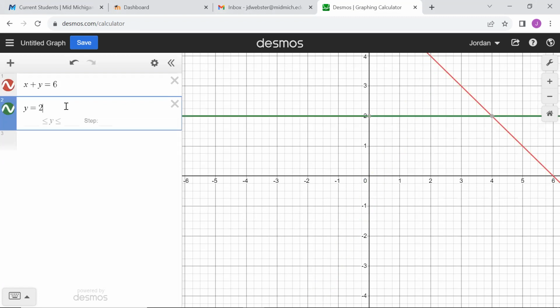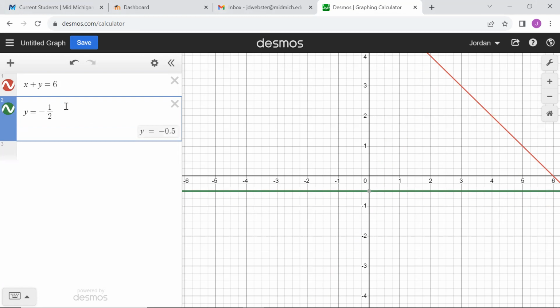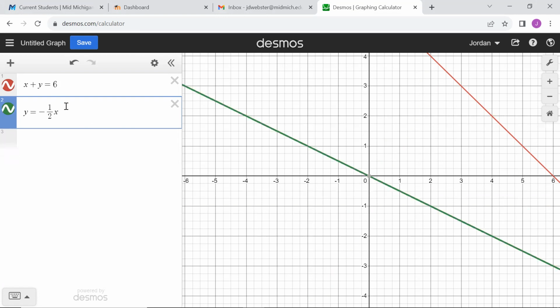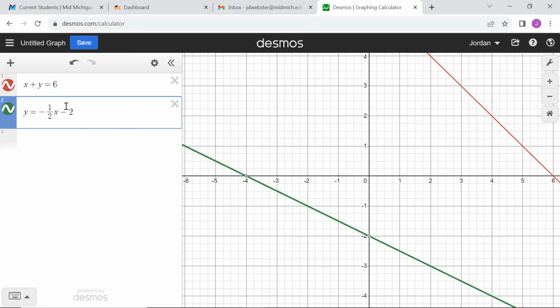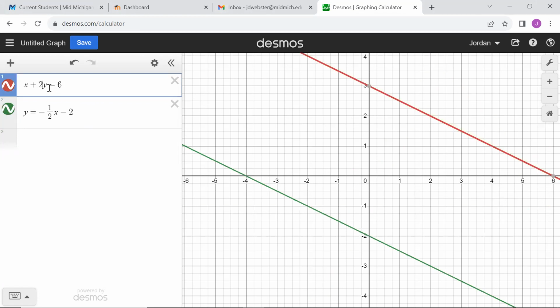And y equals -1/2 x minus 2. I apologize. There you go. x plus 2y equals 6. y equals -1/2 x minus 2.